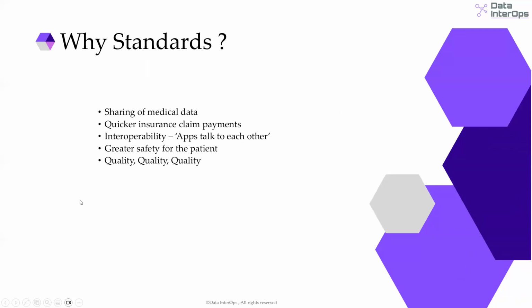Okay, and why do we need these standards? One common answer, we have already seen that these standards will help us in sharing of medical data and quicker insurance claims. But apart from that, apps can talk to each other quickly, meaning integrations can be established quickly. You don't need to bother about the data structure or the data format. All you have to do is implement the existing format out there. And this will ensure greater safety for the patient because the patient's data is not manually intervened. So there is less scope for errors, which is why quality will be maintained at the highest with these standards.